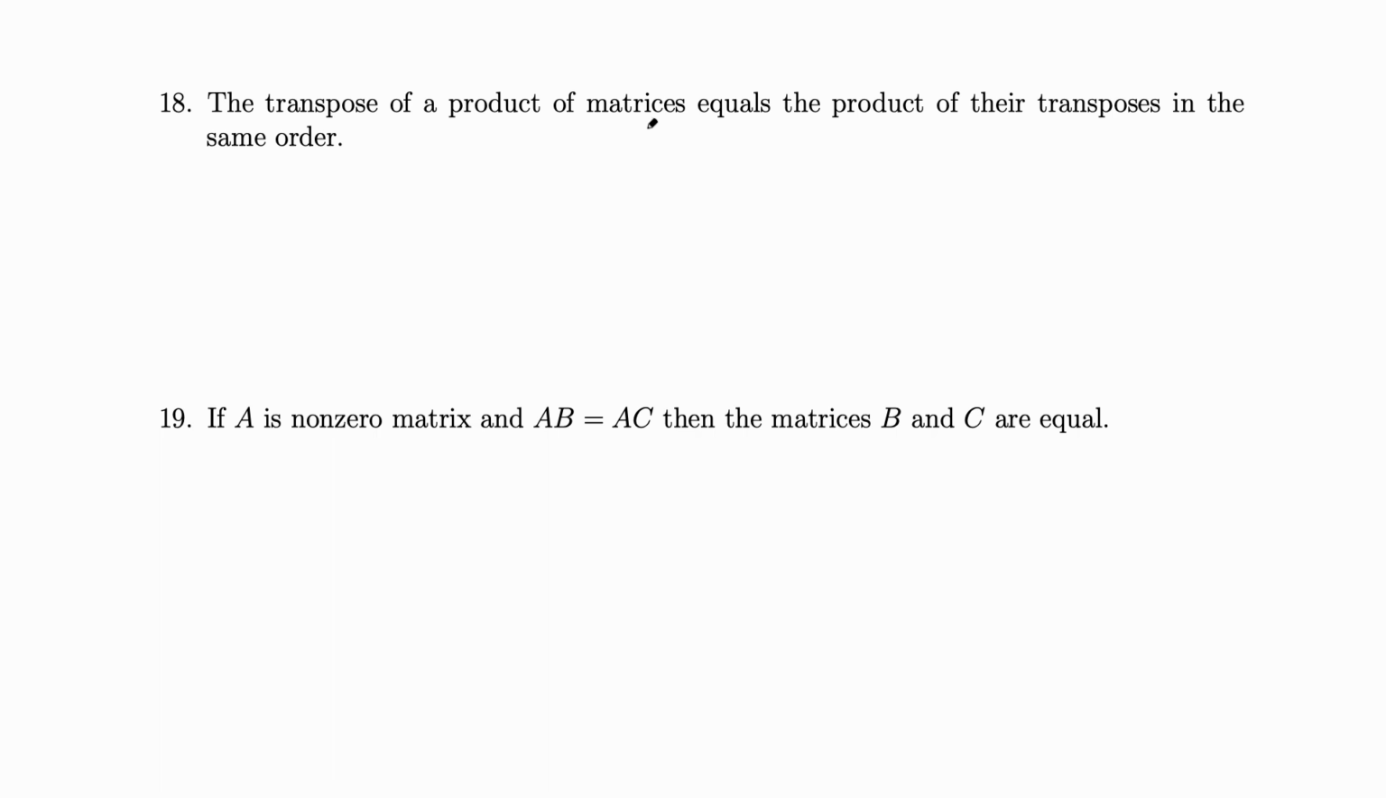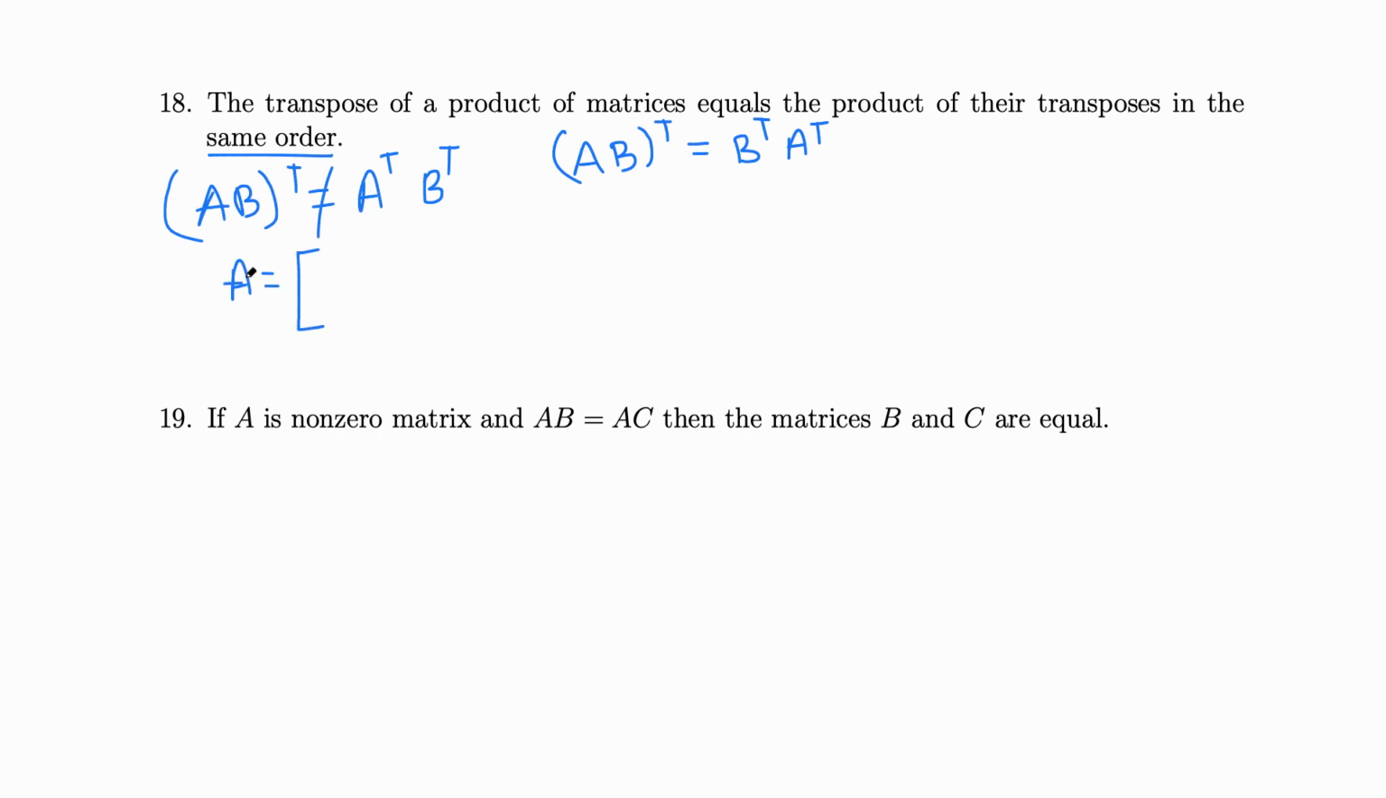The transpose of a product of matrices equals the product of their transposes in the same order. We know it works backward. What is true? When we have a product of matrices and we take the transpose, it is in reverse order. That's true. But this one is claiming (AB)^T is A^T B^T, which is false. So we just write down two matrices and done, pretty much. You can come up with some easy matrices, I don't know, A is (1, 2; 0, 1), and let's say B is what?